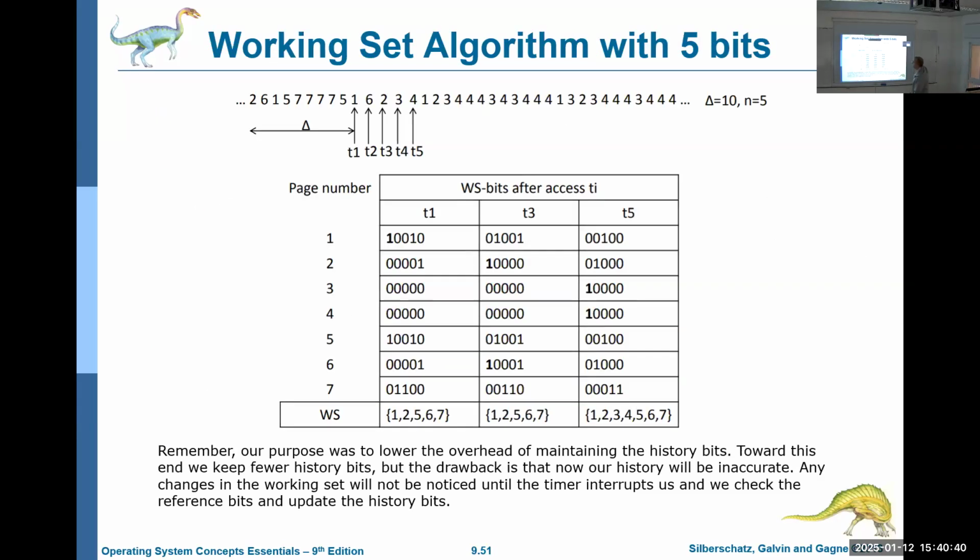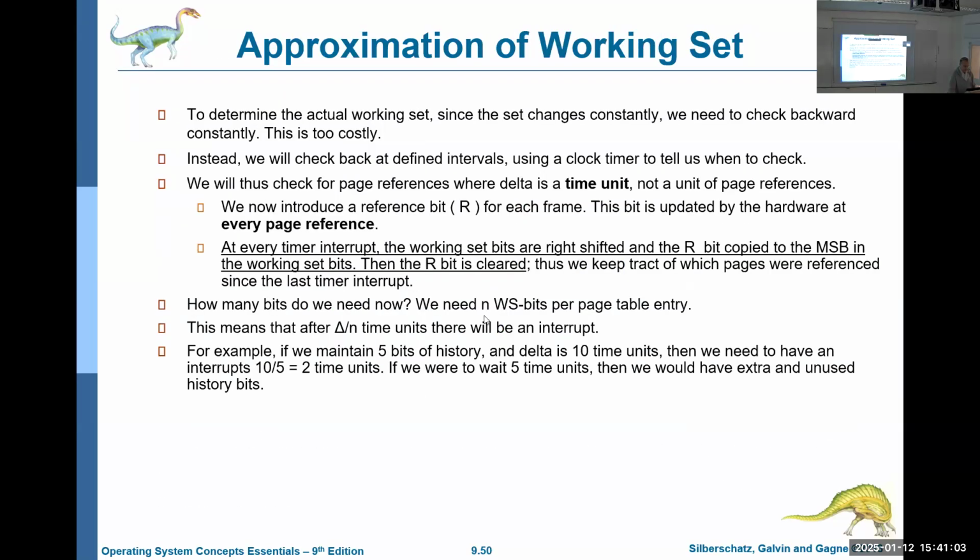Here's an example. So let's say, what are we saying here? Delta is still 10, but our n is 2. What is n? Working set with n bits, with 5 bits. Wait, I should actually read that, for myself at least. How many bits? We need n working set bits per page table entry.